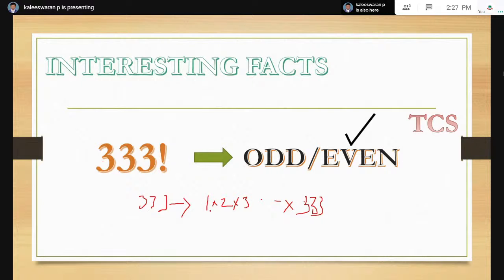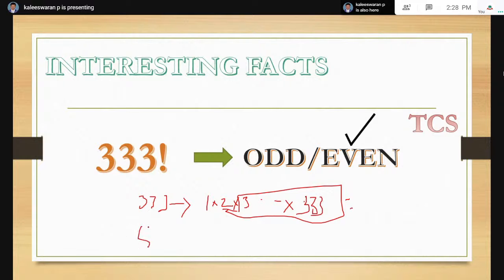Here you see 2 into any number, the answer will be an even number.